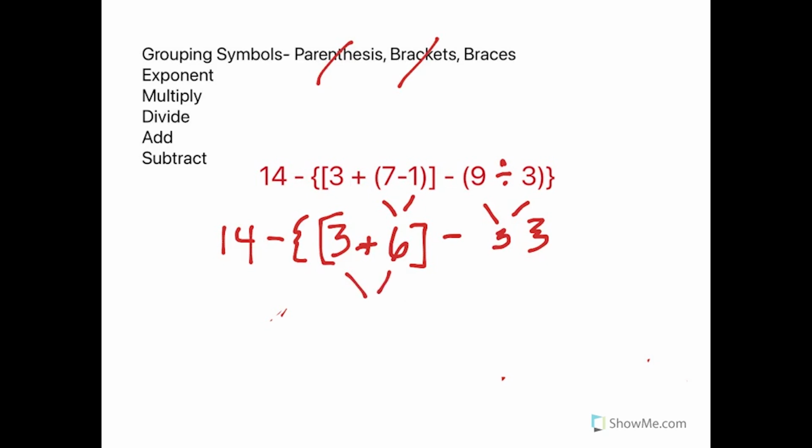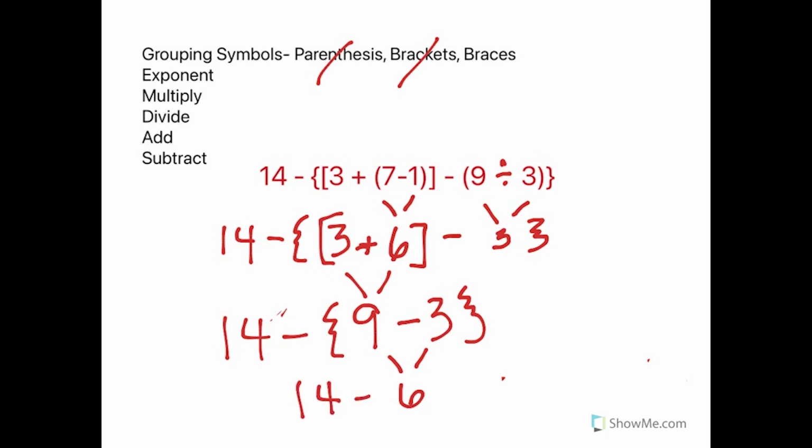Then, so we did the parentheses, now we're going to do the brackets. 3 plus 6 is 9. Do the minus 3. Keep the braces in here. Minus 14. So this is a good example to show you why we need the braces. Because if we didn't have the braces, then we would do 14 minus 9 first. Well, in this instance, we need to do the 9 minus 3 first. So 9 minus 3 is 6. Bring down the 14. 14 minus 6 is 8. And there's your answer.